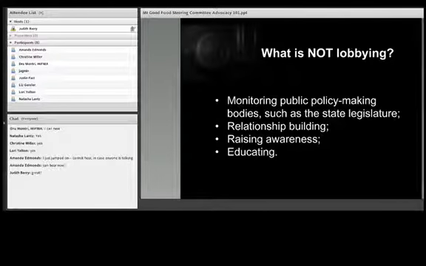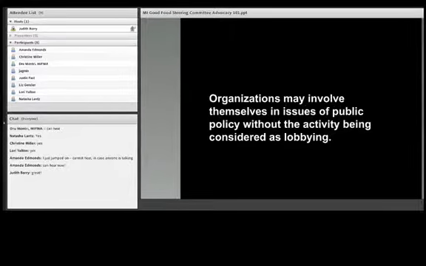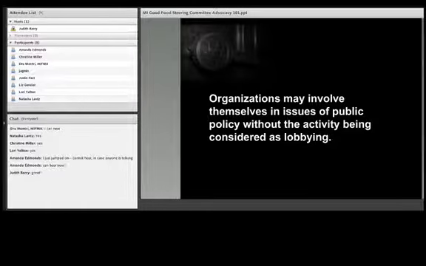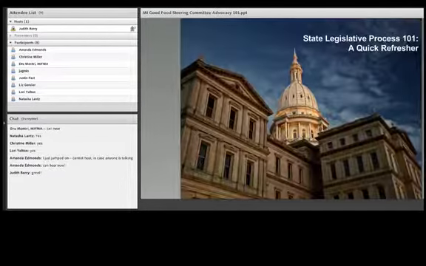Okay, so basically, to close out this section: organizations can involve themselves in public policy advocacy without the activity being considered lobbying. And you can be involved in strategic planning that ultimately has a lobbying goal, even if you are a group that cannot lobby. But you have to be thoughtful about it. And so we're going to talk about that a little bit more.